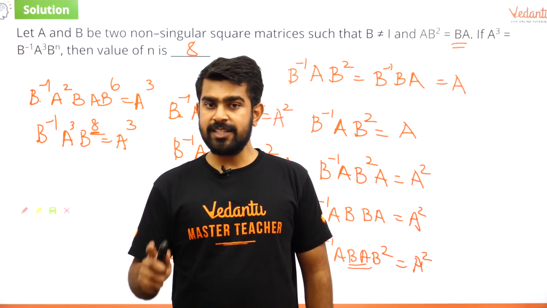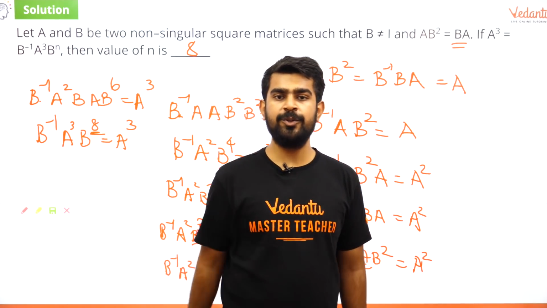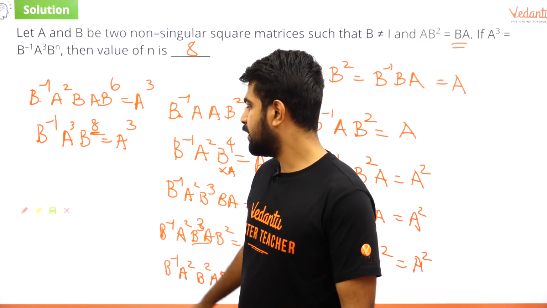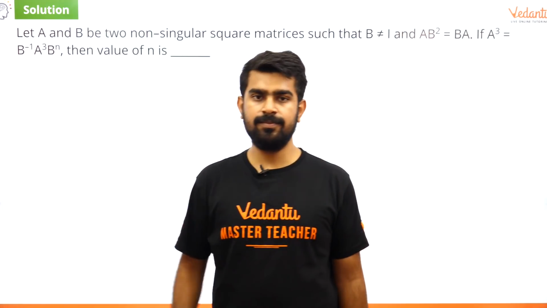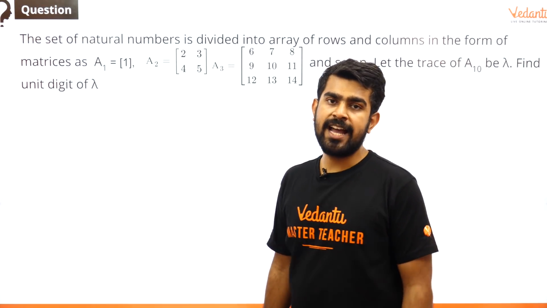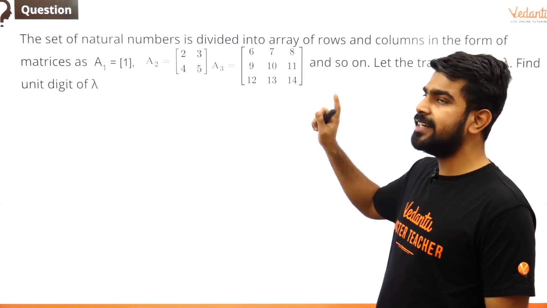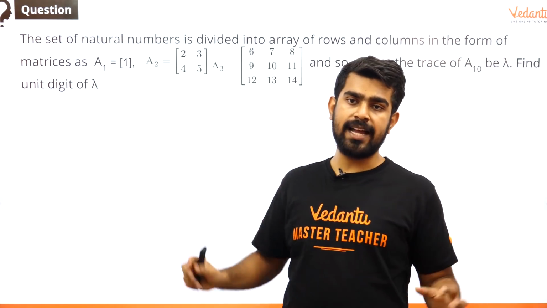So guys, with that, let us move on to the next question that I have for all of you. Please check it out and solve it, which is right over here. So here, what do we have? We have a set of natural numbers divided into an array of rows and columns.